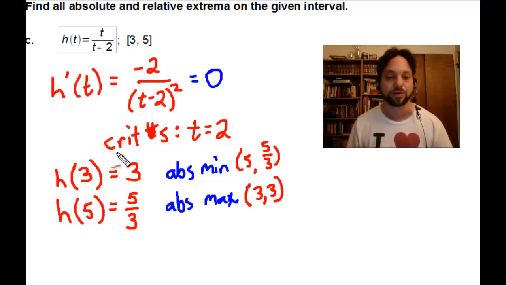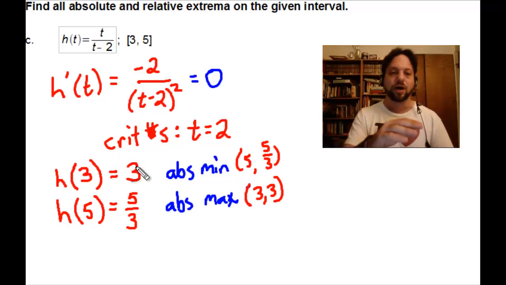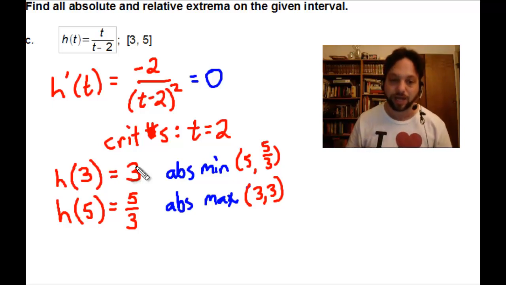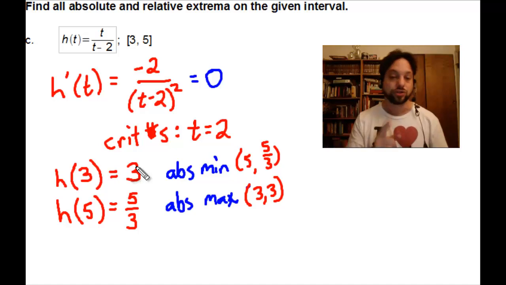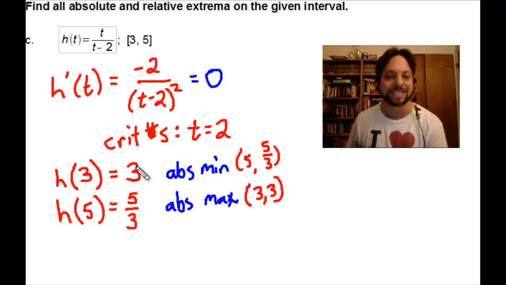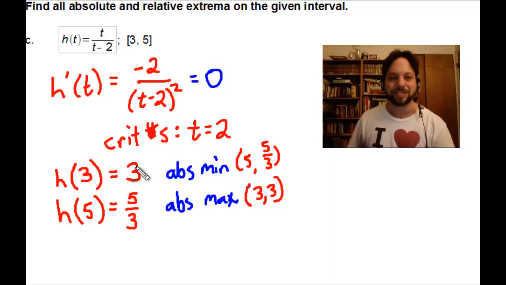That is a critical number. However, even if it were in our interval, it would actually break the continuity of this function, and so the extreme value theorem would not apply if t equals 2 were included in the interval. We'll see some examples of those in the homework, so it'll make perfect sense. But with that, let's take a look at one last example. This is my favorite one because it's more conceptual in nature and easy. So let's take a look at example D.